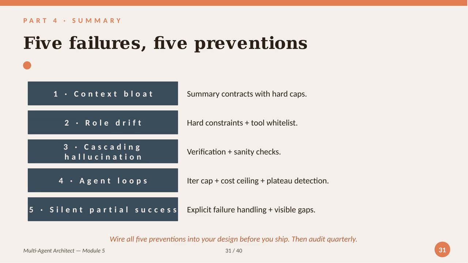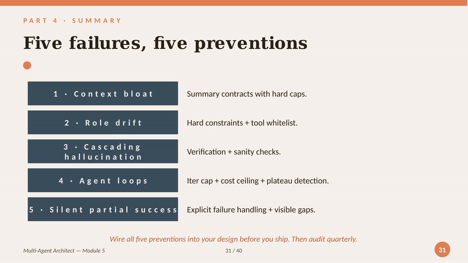The pattern across all 5. Naming the failure mode is half the work, because once you can name it, you can prevent it. Each prevention is a specific, implementable discipline, not a vague principle, not a be careful note. Code you write, contracts you enforce, schemas you validate. Wire all 5 preventions into your design before you ship. Then audit quarterly to make sure they haven't drifted.